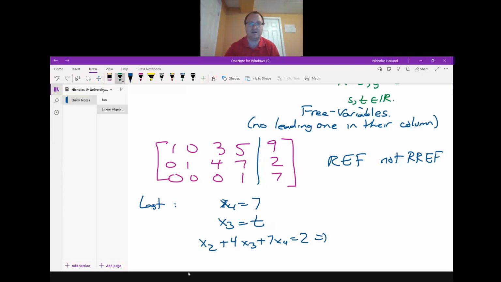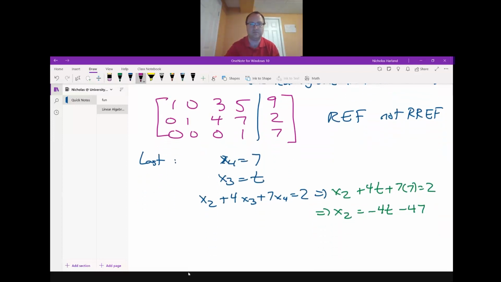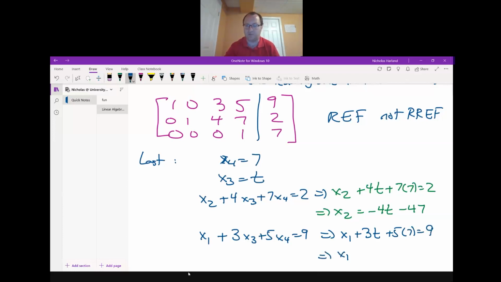So that's going to say x2 plus 4t plus 7 times 7 equals 2. So move it around. That says x2 is equal to negative 4t. And that's 49. Move that to the other side, minus 47. And the first equation would say x1 plus 3x3 plus 5x4 is equal to 9. Again, we'll substitute everything that came before it. x1 plus 3t plus 5 times 7 equals 9. And so x1 is equal to negative 3t plus 35, move that to the other side, and that's minus 26.